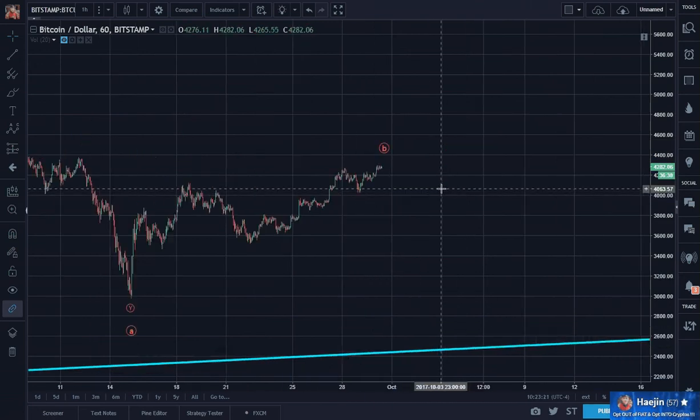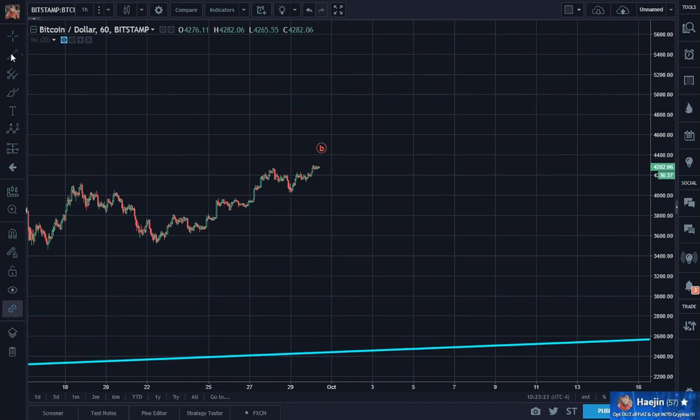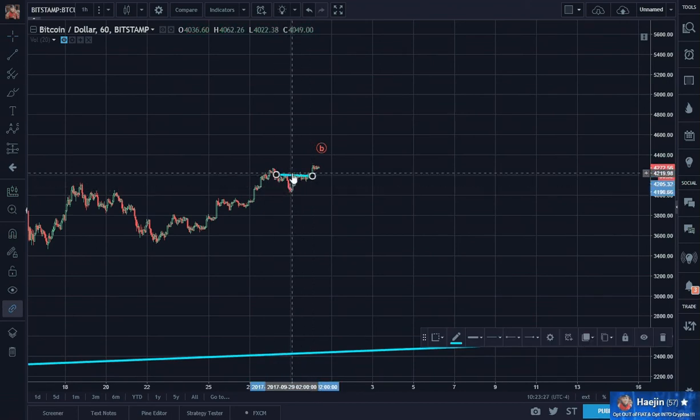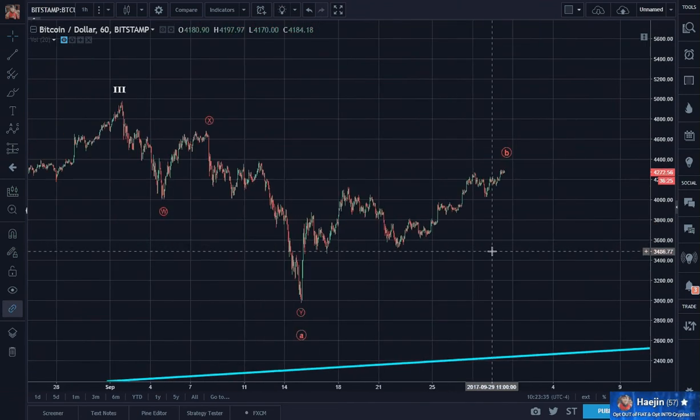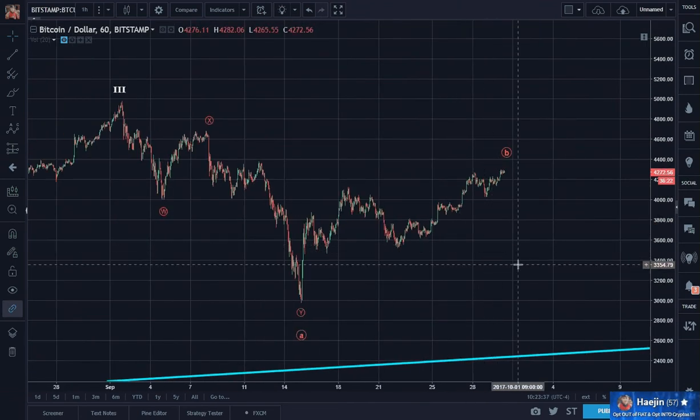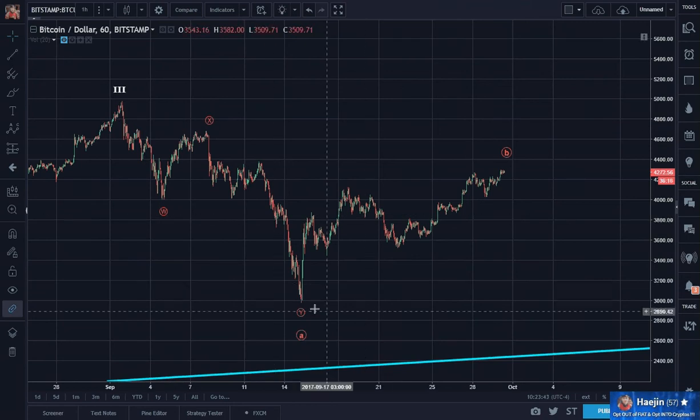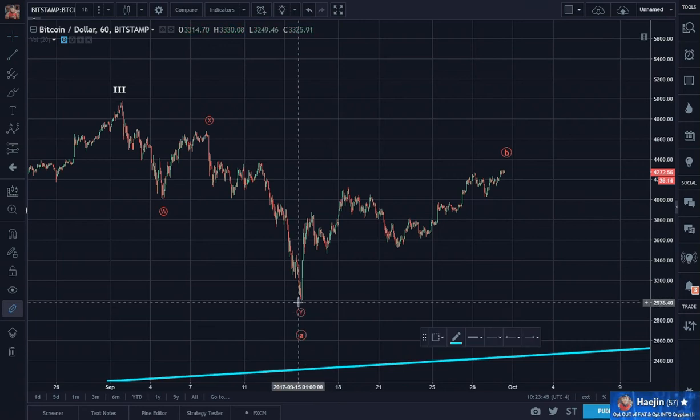Last night we saw this mini head and shoulders right here, which had a target of approximately the same. Okay, so, and also what I'm thinking now is, okay, let's draw some lines.